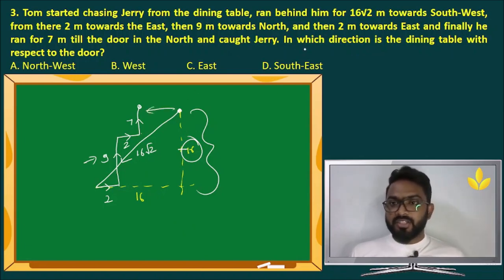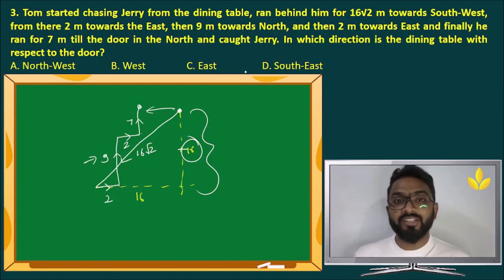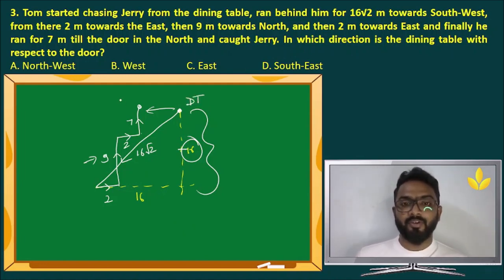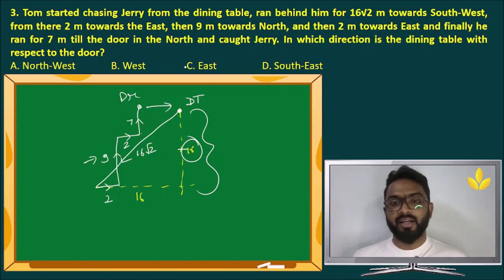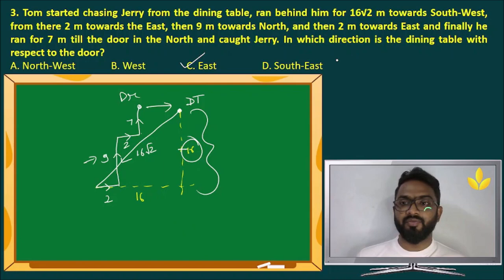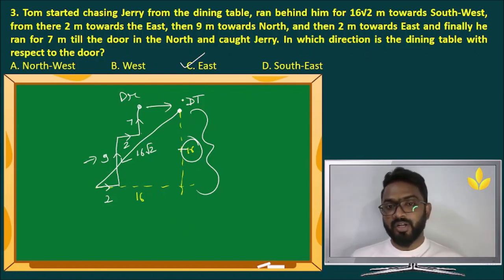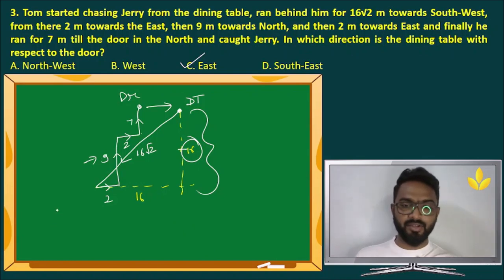Now the question is, in which direction is the dining table with respect to the door? Obviously the dining table is where he started from, and this is the door. With respect to the door, we have to go from door to the dining table, and that is obviously east direction. With respect to door to dining table, answer is east.